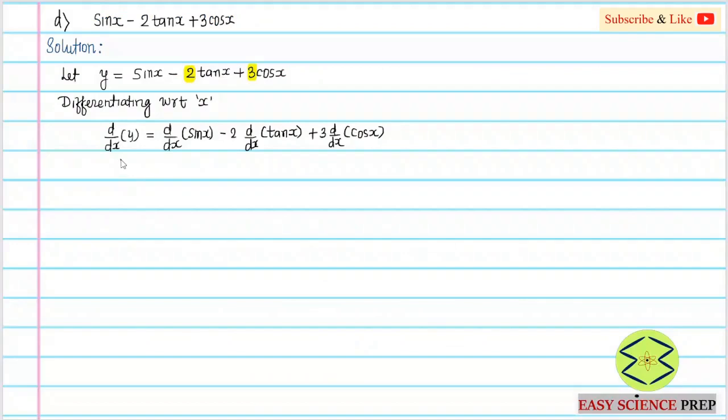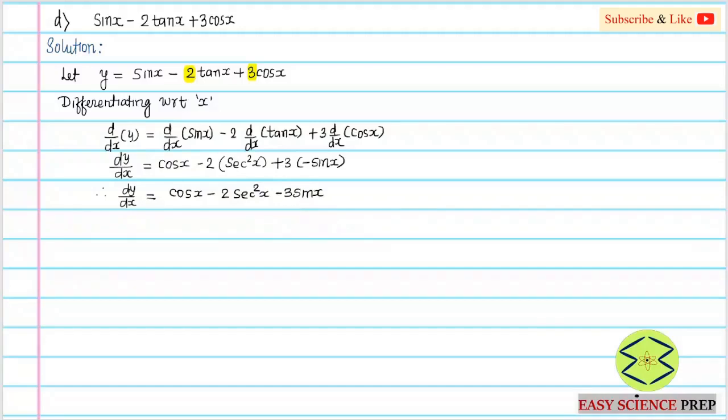This will become dy over dx. Now derivative of sin x is cosine of x. 2 is constant as it is. Derivative of tangent of x is secant square x. 3 constant as it is. And derivative of cosine of x is minus sine of x. So therefore the derivative you are going to get is cosine of x minus 2 secant square x. Now this is plus and this minus, so plus 3 sine x. This way you can easily find the derivative of the function.